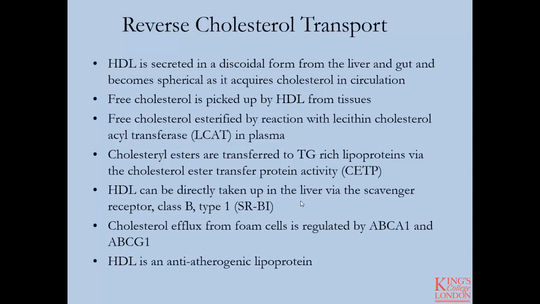HDLs are taken up directly by the liver, primarily by scavenger receptor class B type 1. Cholesterol efflux from foam cells is regulated by the transporters ABCA1 and ABCG1. And generally, HDL particles are recognized as being anti-atherogenic lipoproteins.